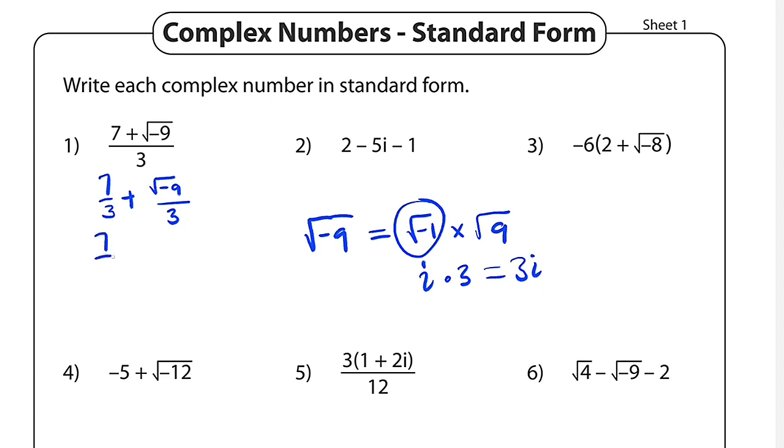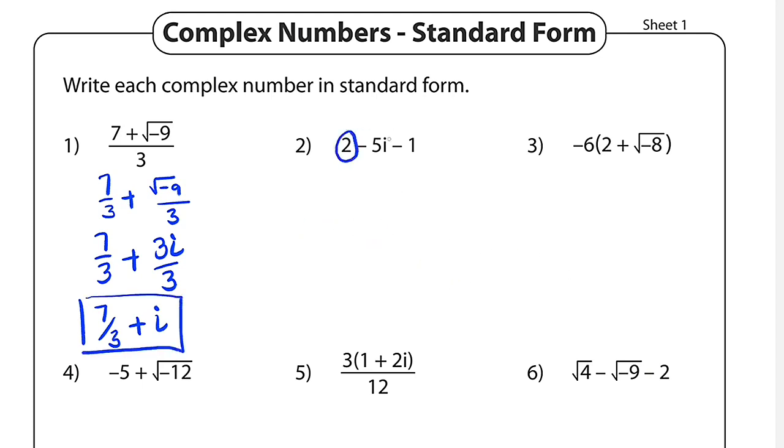So this is 7 divided by 3 plus 3i divided by 3. Now finally you can see that this is 7 divided by 3 plus i. Now we have written this number in standard form.